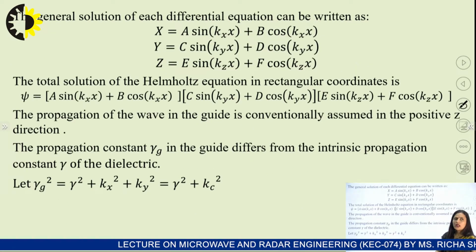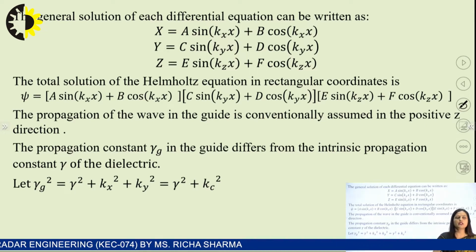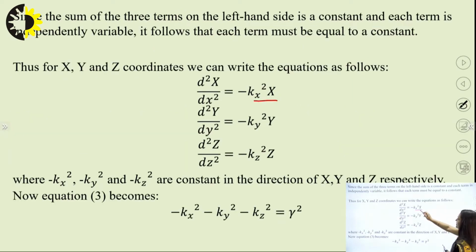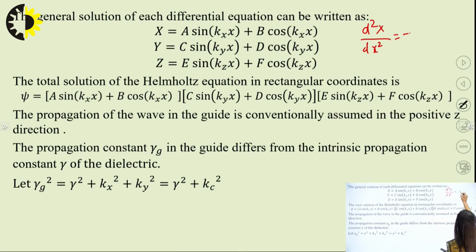So from the last three equations, the general solution of each differential equation can be written as X is equal to a sin kx x plus b cos kx x. So this is the solution of the first equation, del square X upon dx square is equal to minus kx square X. So the solution of this equation is a sin kx x plus b cos kx x.